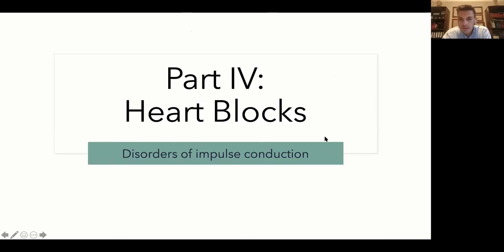The silence is great. So now this is most important, and it affects way more students than ventricular arrhythmias, and we will talk about heart blocks.